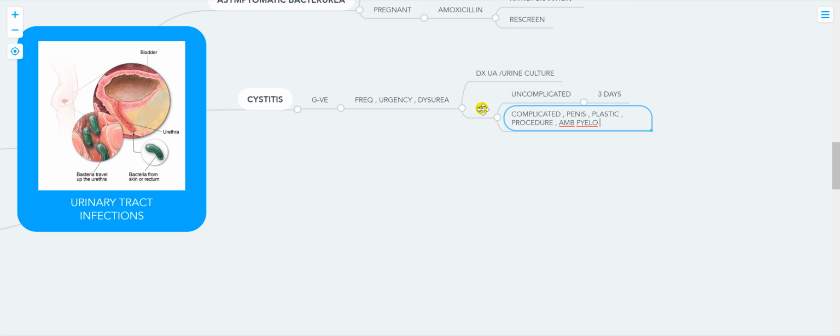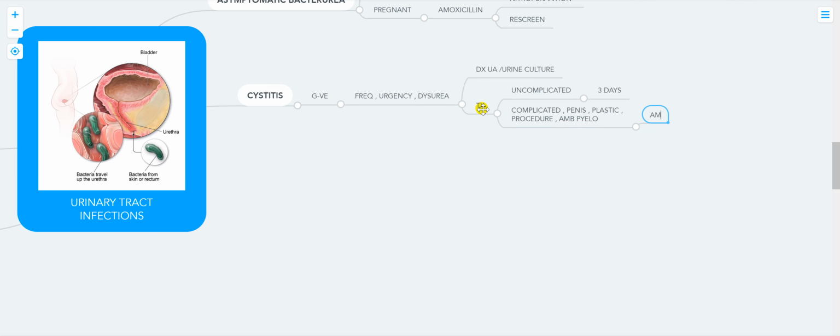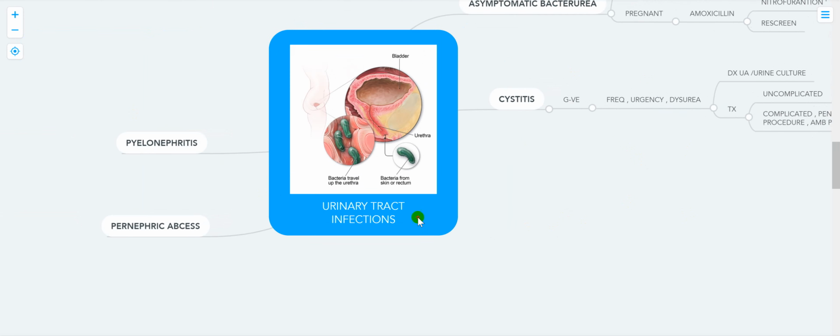How do you treat it? Same thing: amoxicillin, nitrofurantoin, and TMP-SMX. Amoxicillin, if allergic, you do nitrofurantoin. You can do TMP-SMX too if you don't want to give amoxicillin or nitrofurantoin. That's it for cystitis.